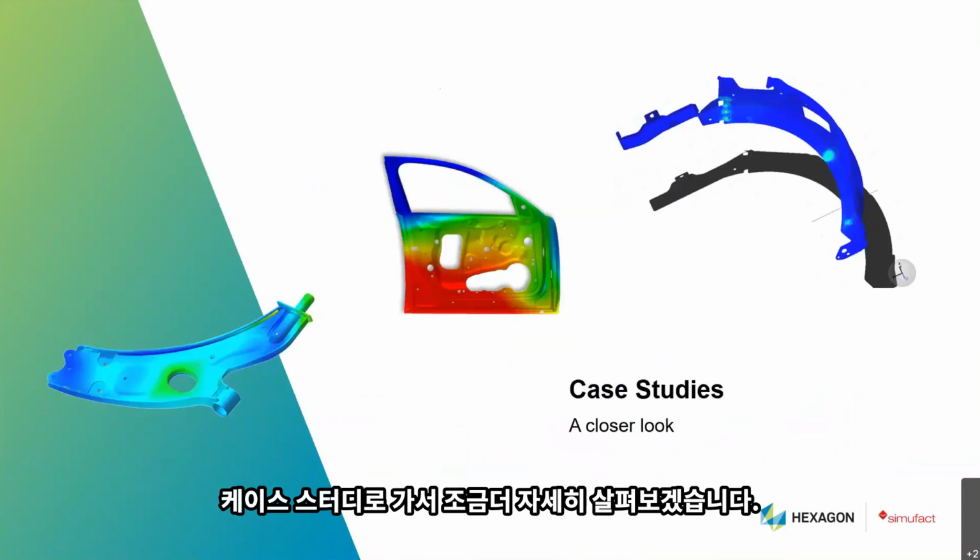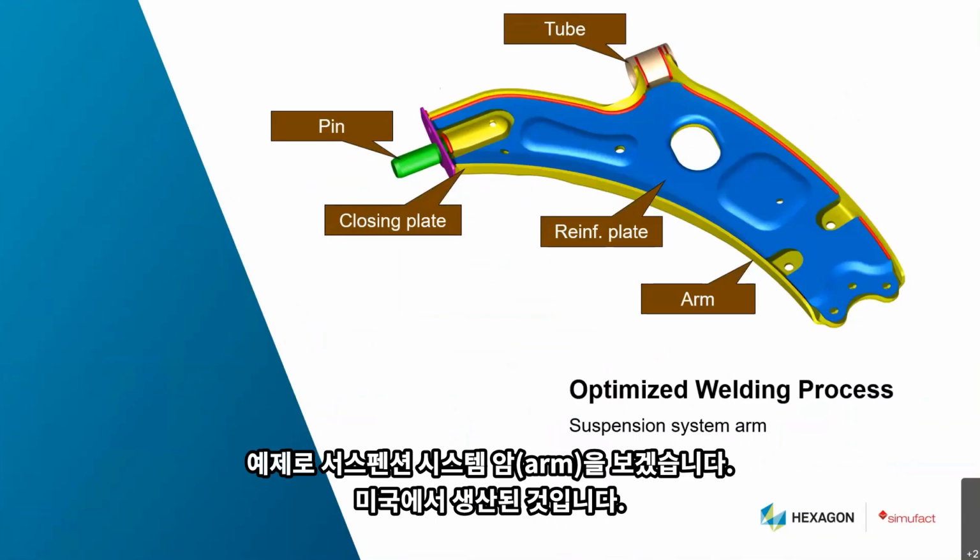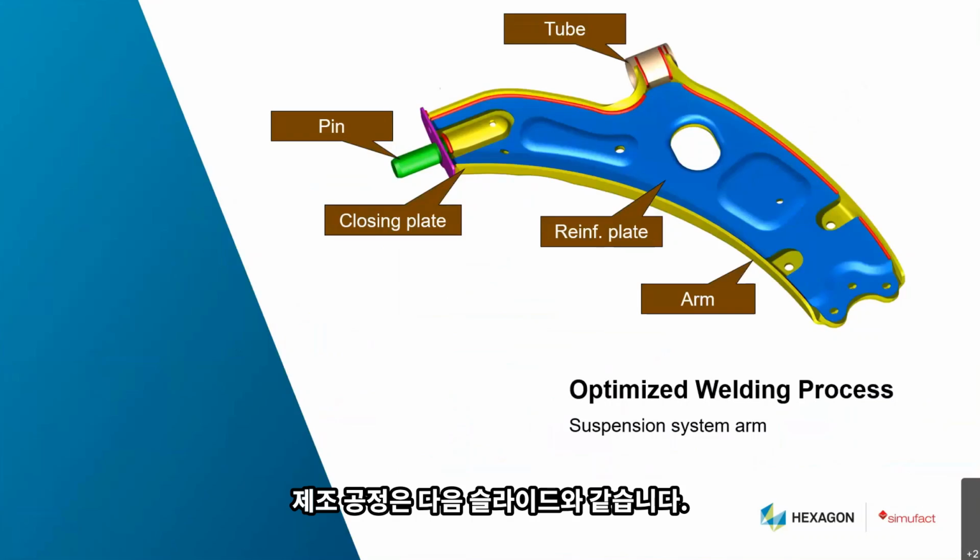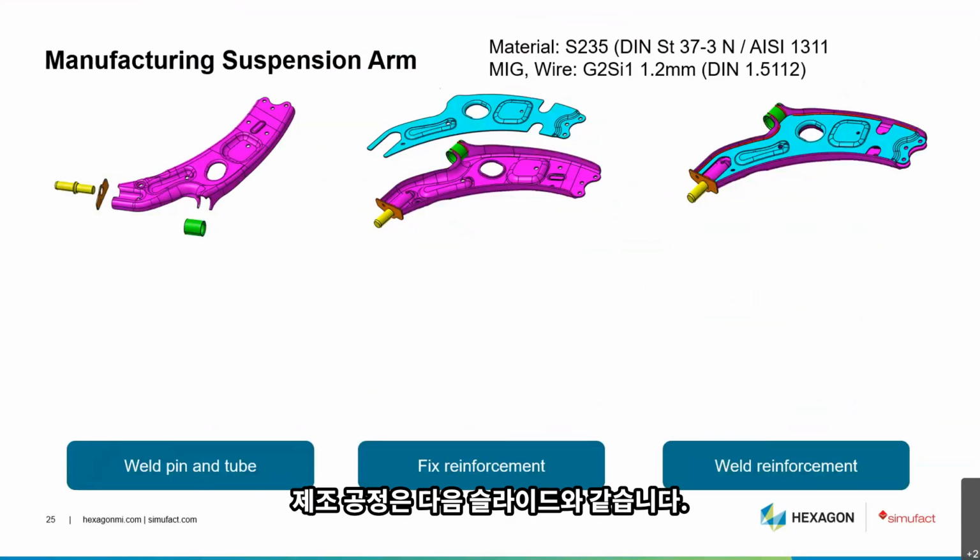So let me go into some case studies and have another closer look. As an example, we see here a suspension system arm, which is produced in America. The manufacturing process is shown in the following slide.